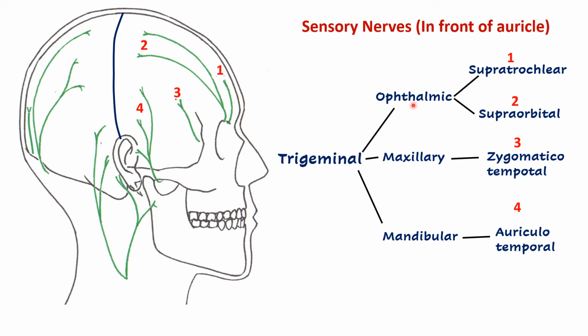2 branches from ophthalmic which have the same name as the arteries, supratrochlear, supraorbital. One from the maxillary, that is zygomaticotemporal. You can put your hand here over the zygomatic bone and the temporal region. So zygomaticotemporal. And from the mandible, remember the ear now, you have reached the ear, auriculotemporal. So these are the nerves that will be providing sensory innervation to the scalp in front of an imaginary line which is drawn to connect the 2 auricles.